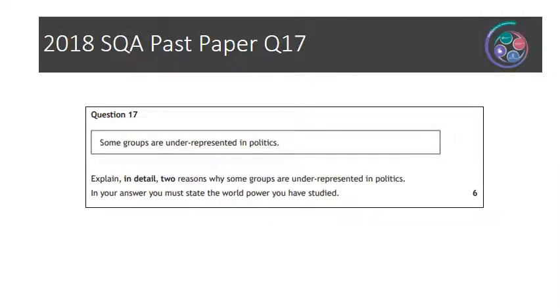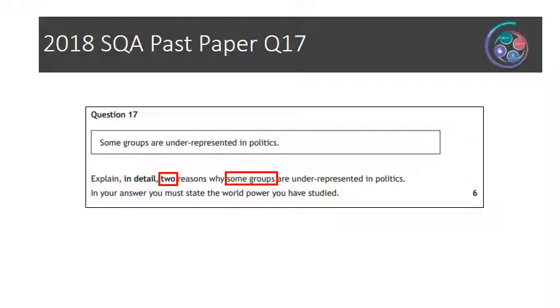So again, this question comes from the World Powers Unit, but there are several things that we must consider before going on to answer. Breaking down this question, we'll see that it's asking for 2 reasons, so 2 P paragraphs once again. And it's asking you to think about some groups. So to be able to answer this question, we need to think about which groups are underrepresented and why they are underrepresented.